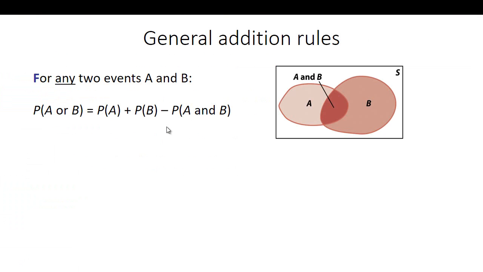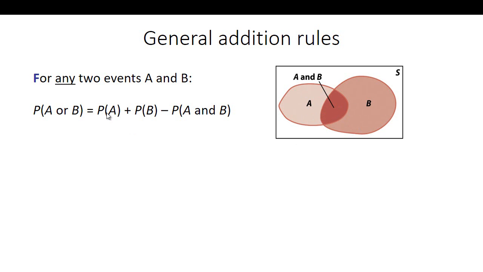So for any two events A and B, the probability of A union B, or A or B, is equal to the probability of A plus the probability of B minus the probability of A and B. So the idea here is that if you look at the Venn diagram, A and B might have an intersection. The probability of A or B means the probability that the outcome belongs to either A or B.